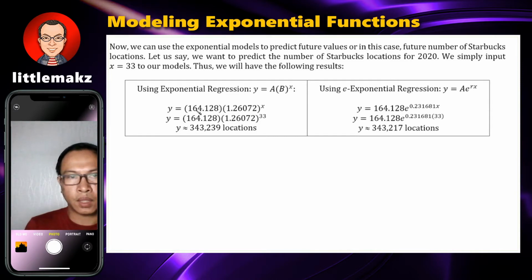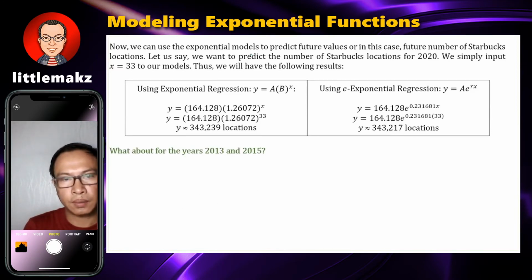For our exponential regression, y equals a b to the power of x, we have 343,239 locations. While for our e exponential regression, we have 343,217 locations. Take note, there may be differences for that matter.